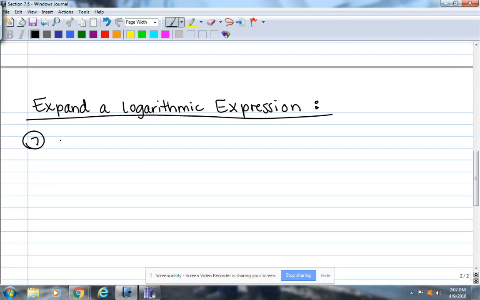Okay. Log base 6 of 5x to the 3rd power divided by y. So if we have a fraction, they're doing what with the numerator and denominator? I just said they're dividing, so we subtract them, right? So the first thing I would do is I would split those up, numerator, and then subtract the denominator.